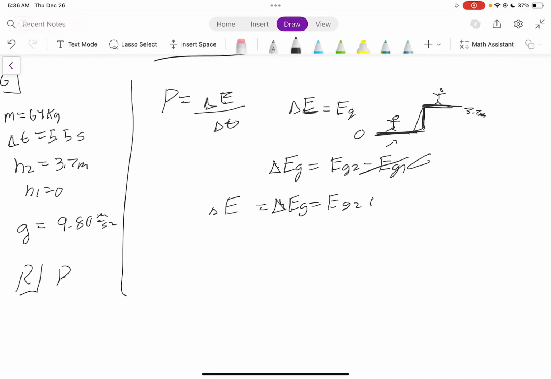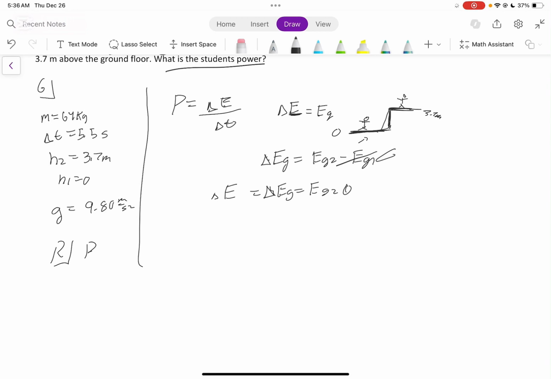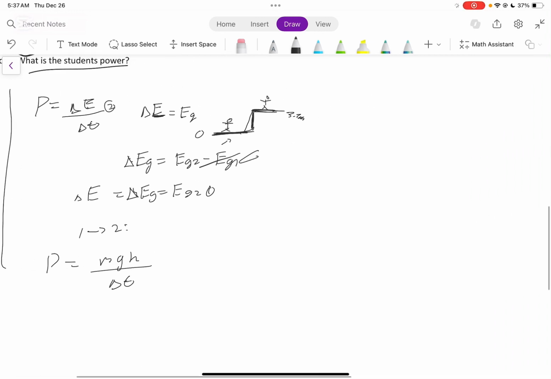Now, if we want, we can sub this into here. We can label this as 1. We can label this as 2. We can go 1 into 2, and we can just sub it in. So we know P is equal to mgh over delta T. And now we can jump into our solution.